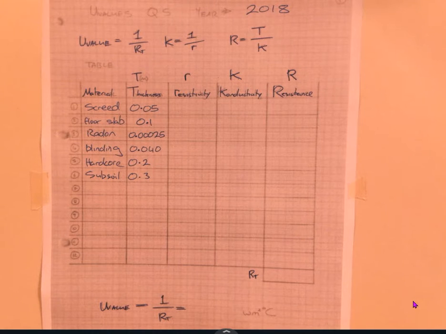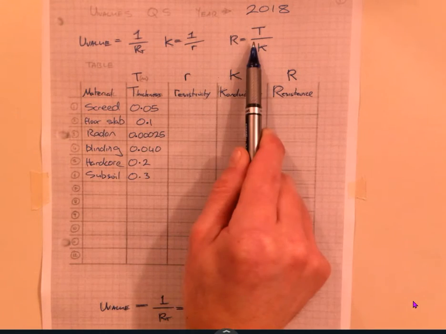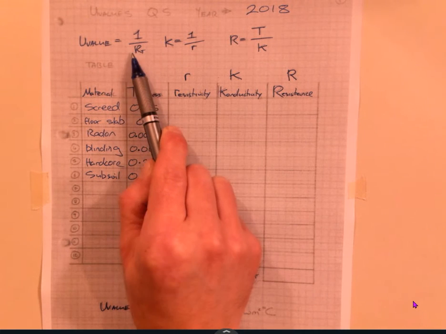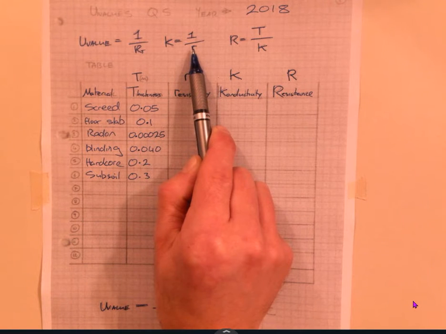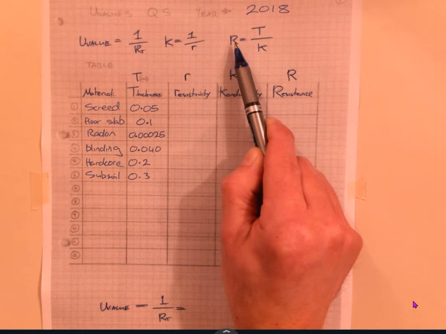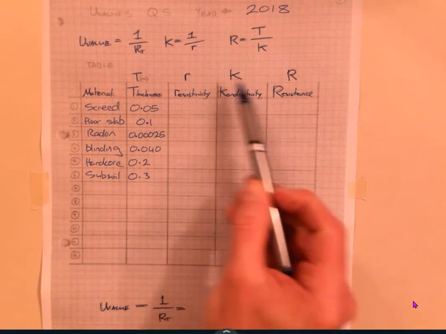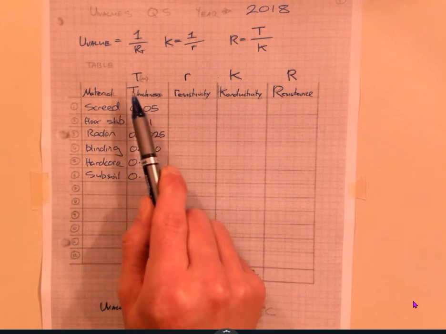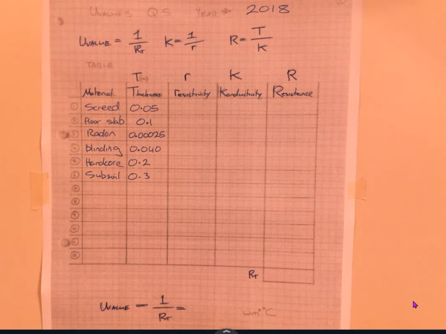Okay, so as normal, we basically have a template for these questions. As soon as you get the question, your three formulas go up across the top. U-value equals 1 over the total resistance. Conductivity equals 1 over resistivity, small r. And then resistance, capital R, equals thickness divided by conductivity. We said our table is the same all the time. So material, thickness, resistivity, conductivity, resistance. And then we start to input the values.